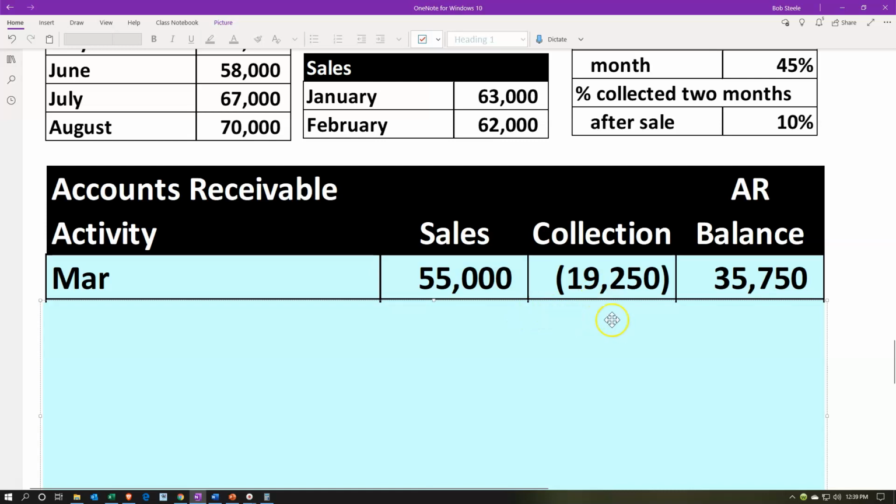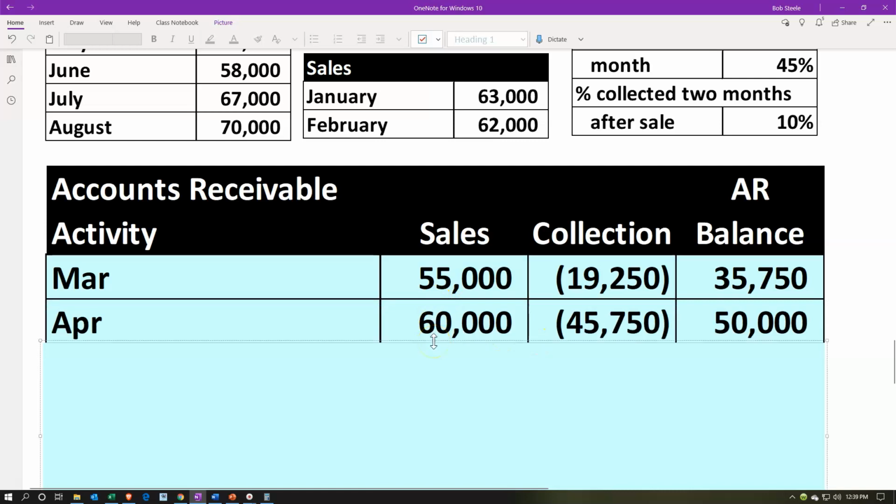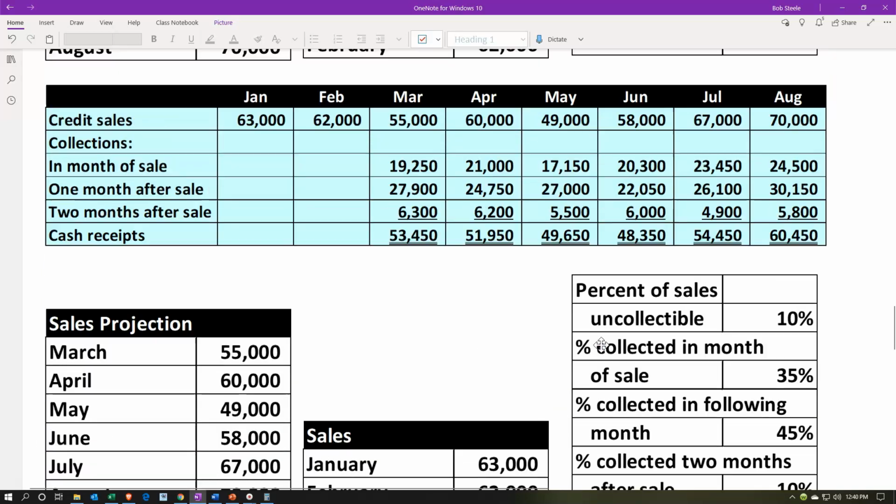55,000 minus 19,250 means that the AR, accounts receivable balance, has 35,750 in it related to sales in the time period we're covering, including March. And then in April, we had sales of 60,000. We're going to say that we collected 45,750 of those. Where does that come from?